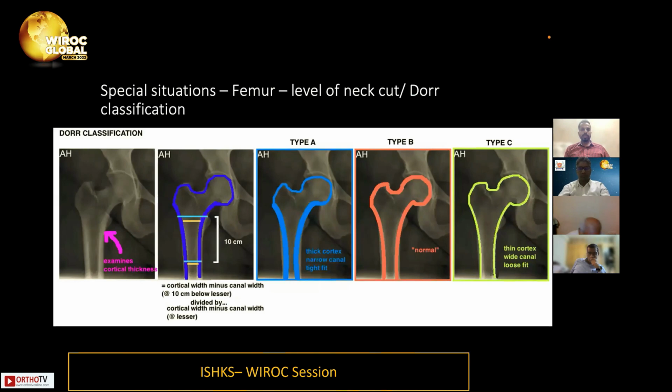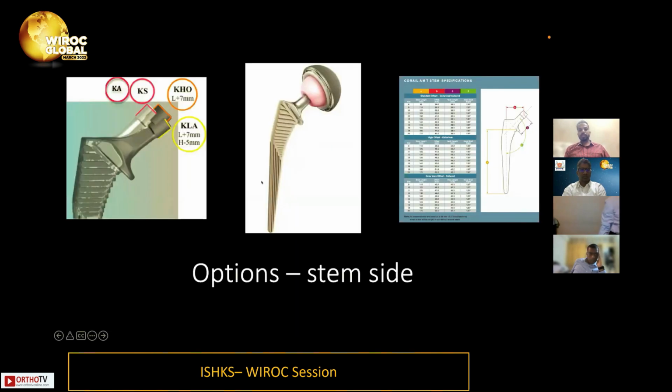So it is important to identify and recognize various types of Dorr classification and tailor your techniques accordingly to get good fixation with the cementless stem, especially in the Dorr type A while using stems like Corail. We have different offset options which are available, and these must all be kept in view because we will not be able to replicate the hip length and the offset of individual patients using a single implant in each case.